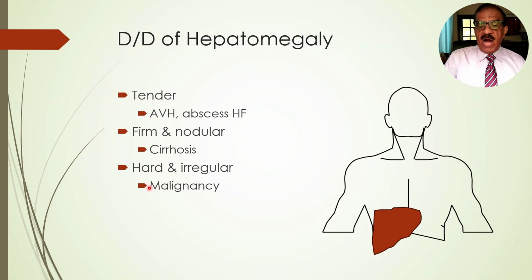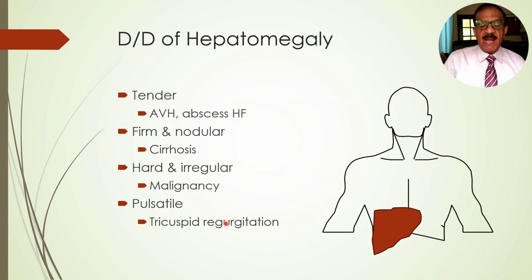If the liver is hard and irregular, large, hard and irregular, this is a typical feature of malignancy, right? Of course, you cannot determine small malignancies deep inside the liver, but if the liver has become enlarged and hard and is irregular, the patient is likely to have either a big primary liver cancer or, more likely, a metastasis coming from any other organ like the colon.